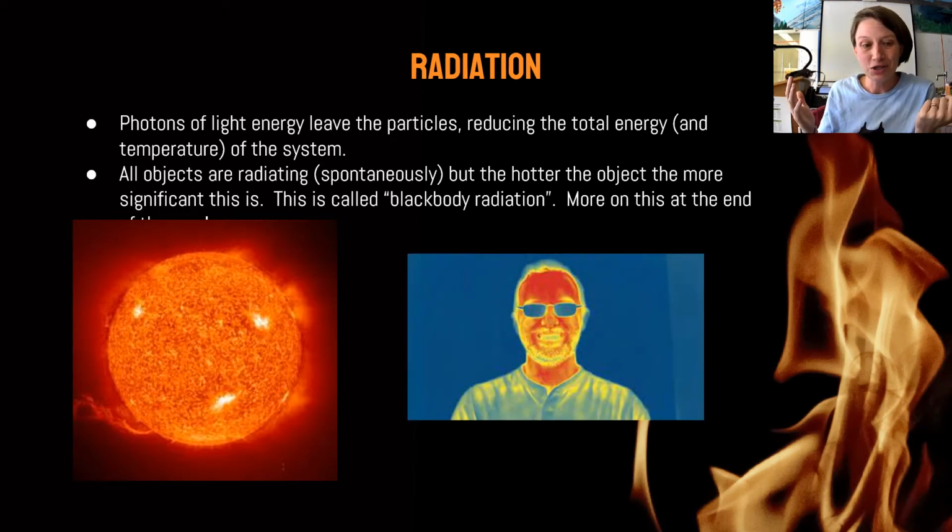But people are glowing just like the star is. We're just not glowing very much. But if you use an infrared camera to take a picture, you're actually capturing the infrared photons, pieces of light that are coming off of your body. You can actually sense this with your hand. If you put your hand near there, you can feel that light coming off of your skin in the form of heat. So everybody and everything is going to radiate and lose energy by that mechanism.